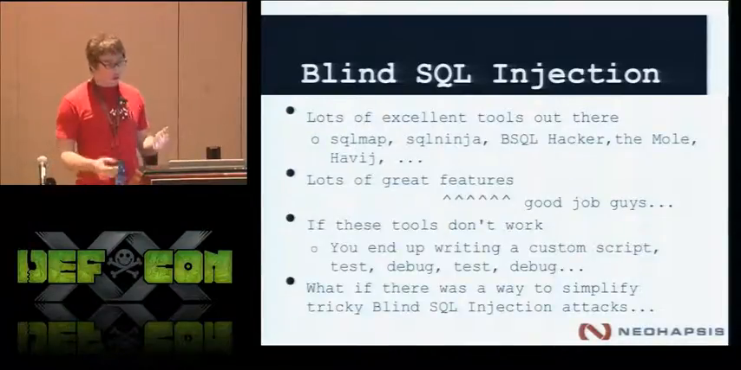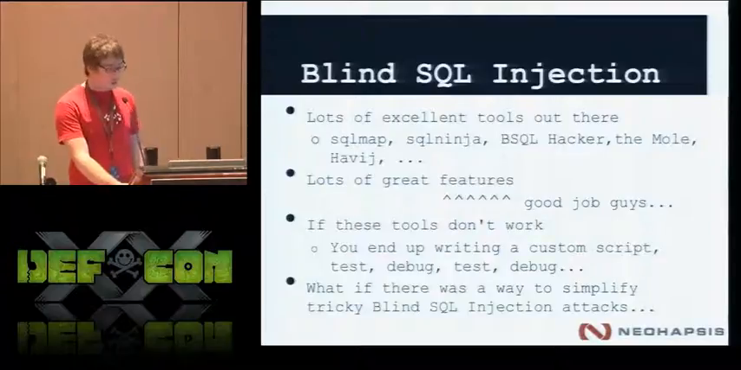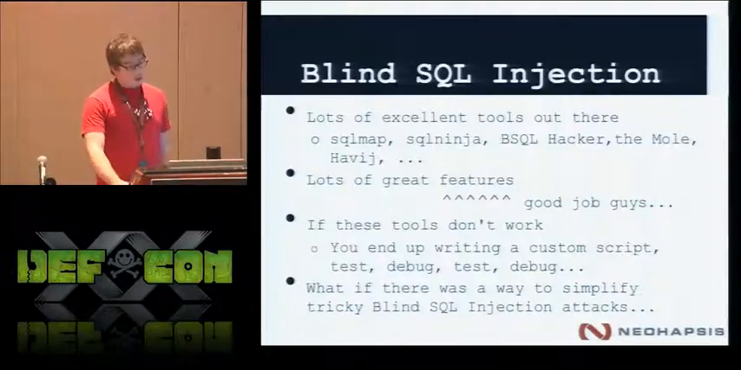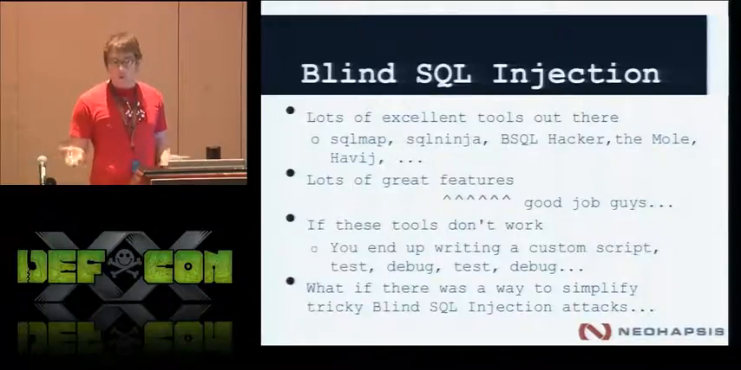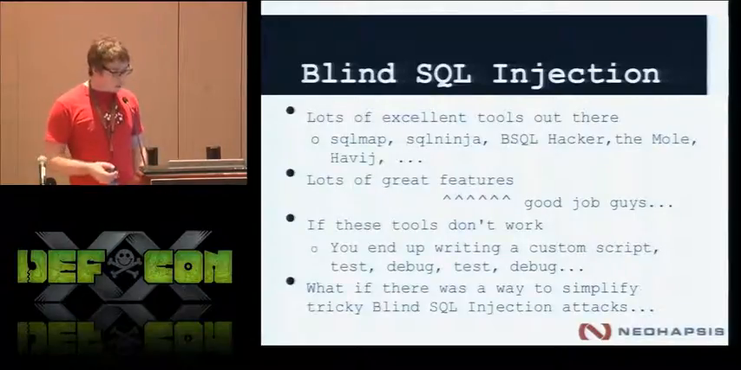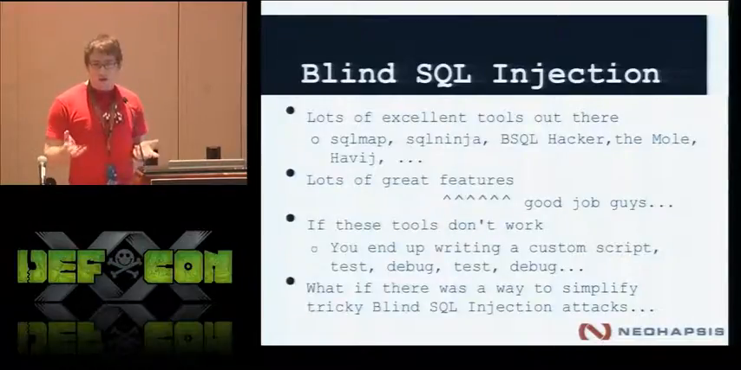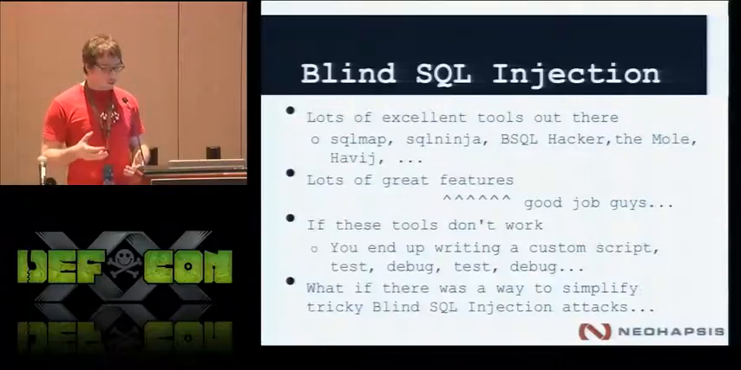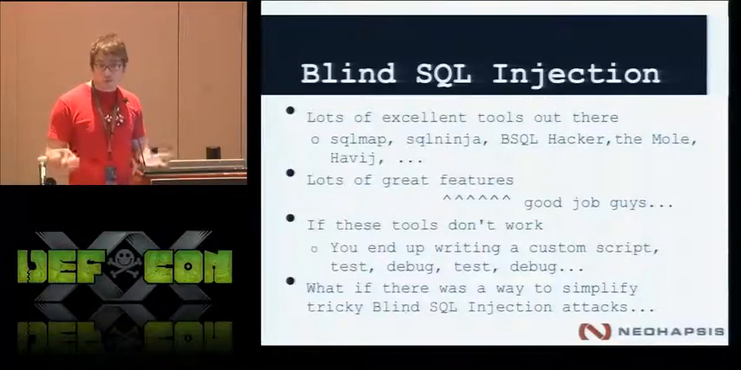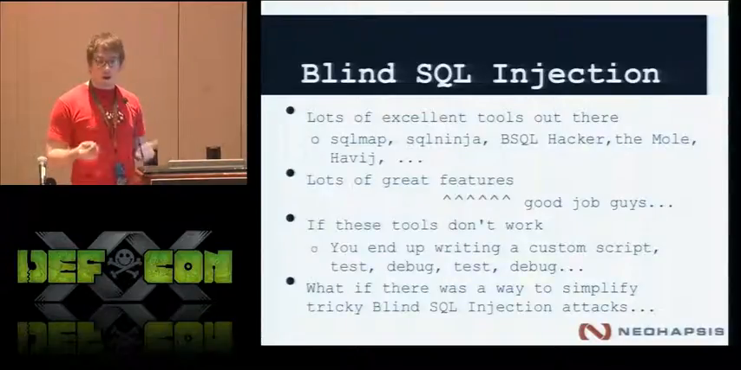And like I mentioned earlier, there are awesome tools out there. SQL map, awesome. I use it on many assessments. SQL Ninja, the Mole, they all have great features and they're sweet, but when these tools don't work, what do you guys end up doing, right? You end up maybe coming up with your own query. Maybe there's some weird nuance where your requests have to be double URL encoded, or you can't use ASCII for some reason, or maybe some command that you think you should be able to run on the database server just doesn't work. Maybe the database administrator has made some specific policy or rule that won't allow you to run some of these kinds of commands.